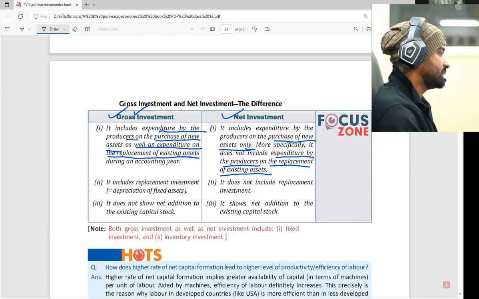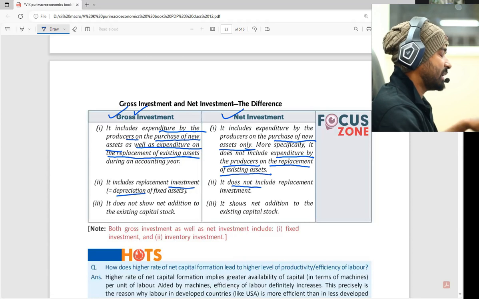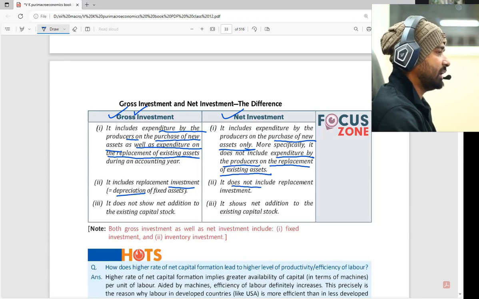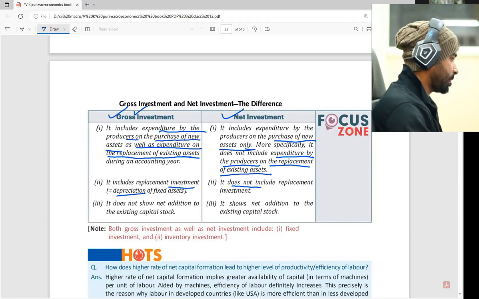Gross investment includes replacement investment, which you can say is depreciation, but net investment does not include depreciation. That means from the gross we should subtract depreciation if we are finding net. Else you can say that whatever new ones are purchased is known as the net investment. We are not including depreciation there at all, right?